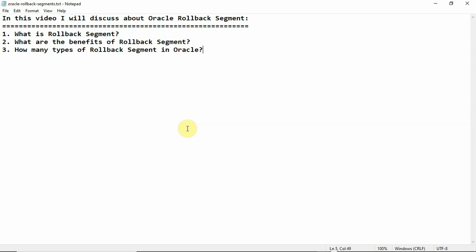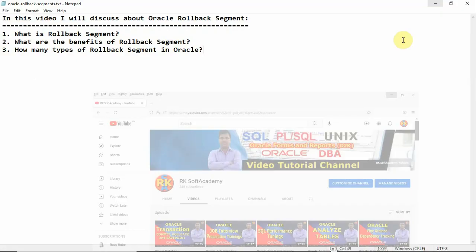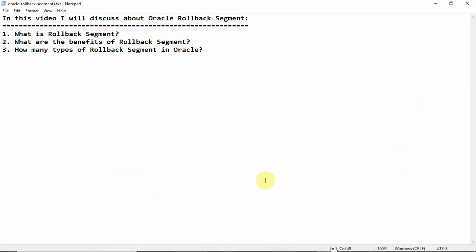First of all, what is a rollback segment? If you follow my YouTube channel, I already uploaded one video on Oracle logical database structure, so you can watch that video, and after watching you can understand what a table space is. A segment basically belongs to a table space, and many segments can exist inside a table space, and one of the important segments is the rollback segment. So what is the rollback segment?